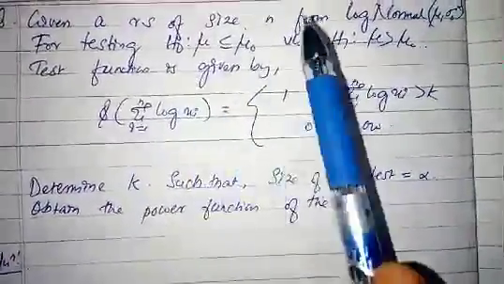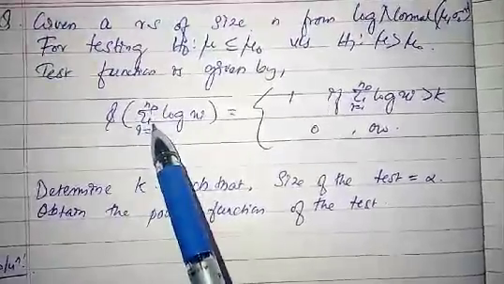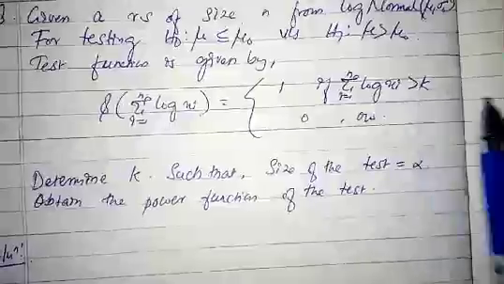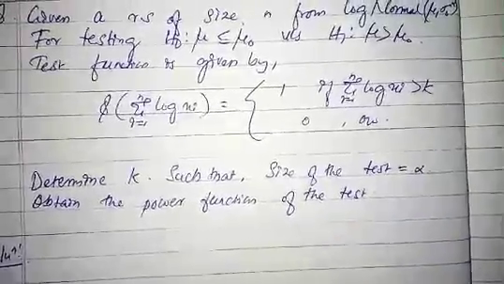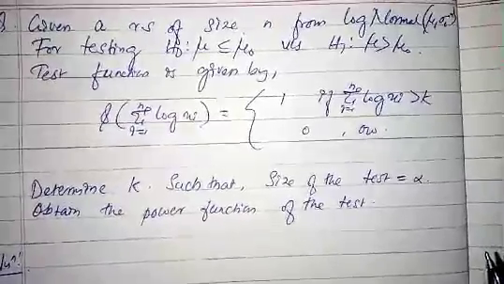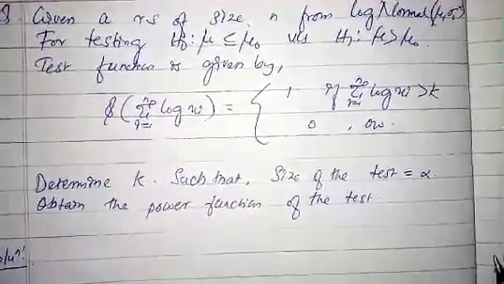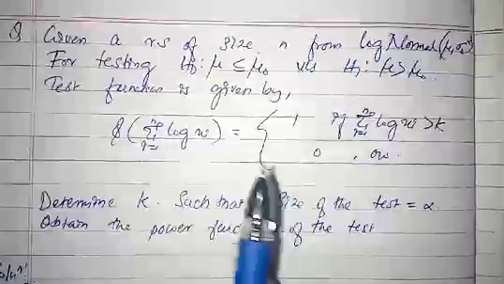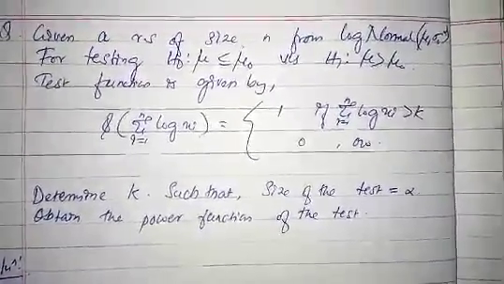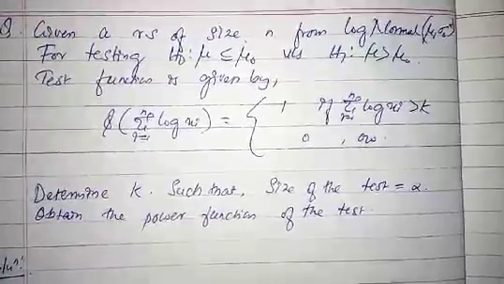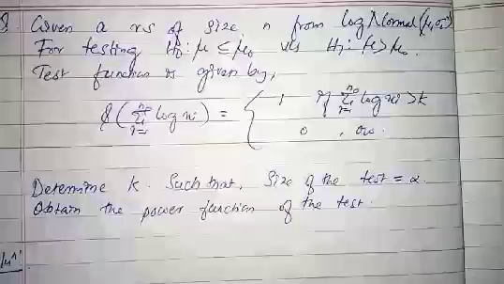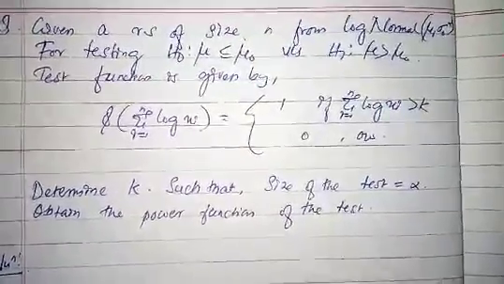And the test function is given by phi of summation log xi equal to 1 if summation log xi is greater than k, 0 otherwise. Determine k such that size of the test equal to alpha and obtain the power function of the test. So this is the question, right? Here we want to determine the value of k such that the size of the test is alpha and also obtain the power function of the test, right?